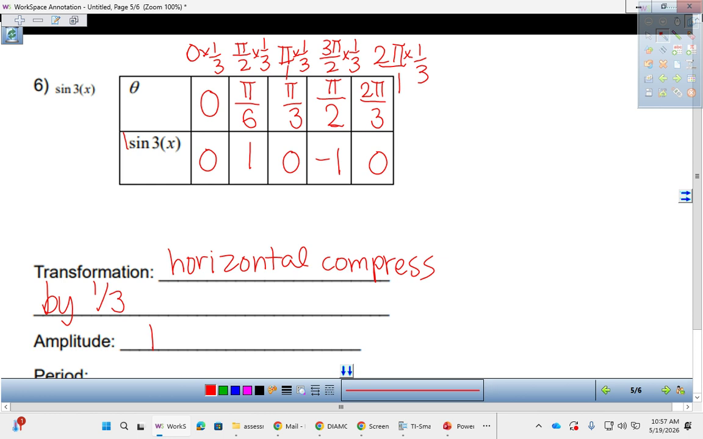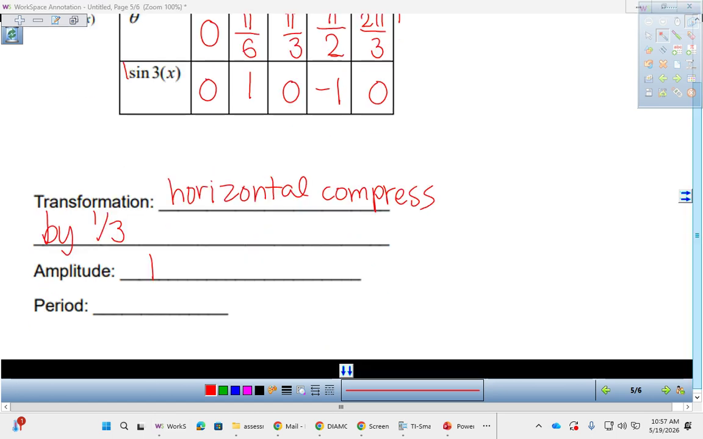Or look, how long did it take to finish? 2 pi over 3. The period is, where does it end? Right, it ends at 2 pi over 3 now. 2 pi over the b value, which is 3. That's the end result. It's quicker because we finished it in less time.